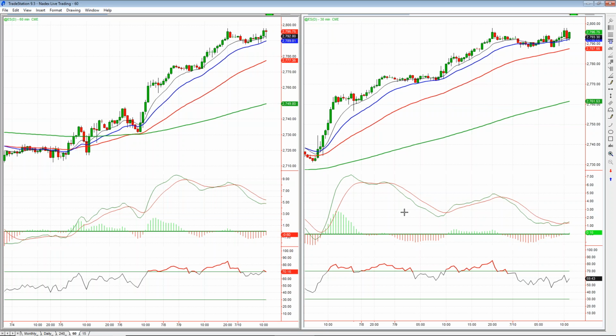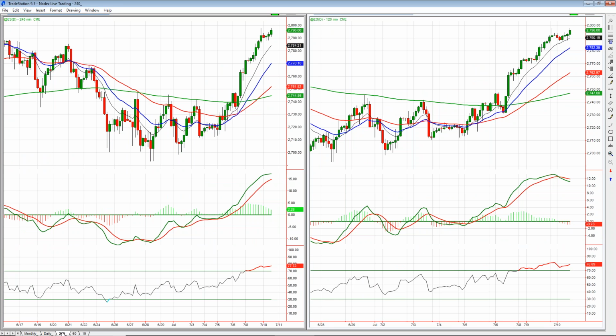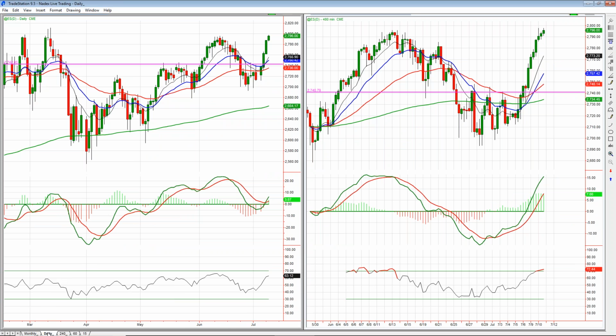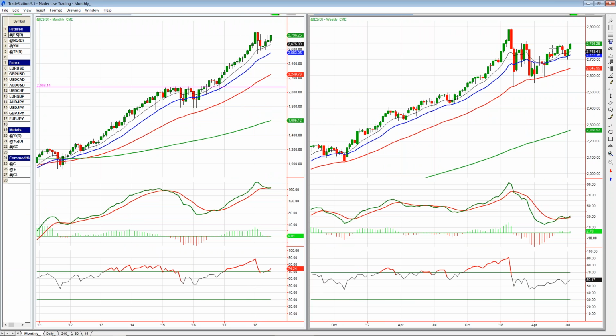So it looks like we've got some divergence here on the 60 and the 30. So we could get a little deeper pullback on some of these higher time frames like the 120, the 240. Back into that buy zone would be a little bit more appropriate for my taste as far as engaging this trend to the upside. And so that's pretty much what things are looking like. I think you guys can see that pretty clear.